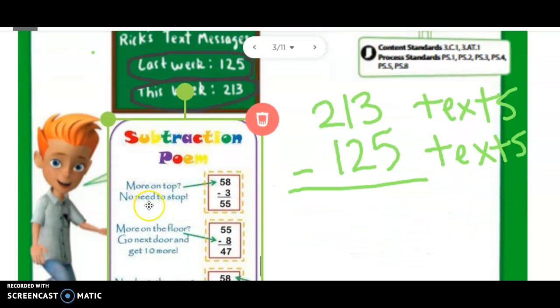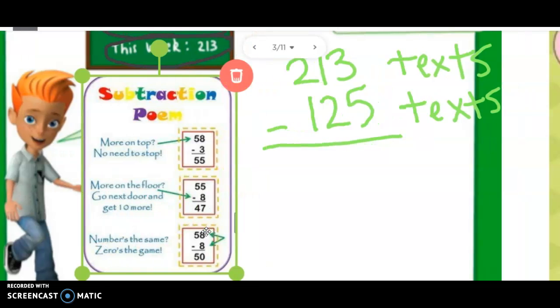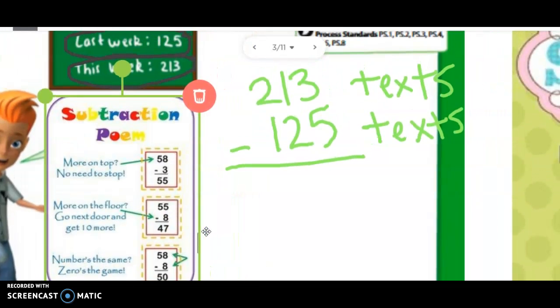Now we have our poem over here to help us as we are subtracting. And I'll show you a couple of strategies that will help you as you subtract. Now first, we always start in the ones place. And I need to find 3 minus 5. Now our poem says, more on top, no need to stop. More on the floor, go next door and get 10 more.